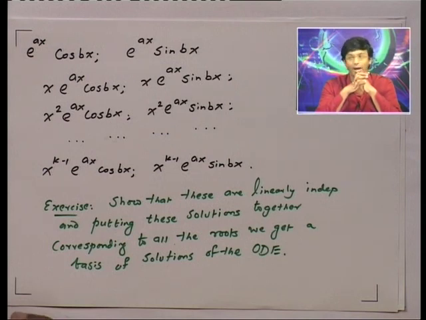So granted that you can solve the characteristic polynomial equation, you can completely write down the basis of solutions for the homogeneous nth order linear ODE with constant coefficients, right. What is the next thing in the agenda? What happens when there is a forcing function, correct? Then we need to find a particular solution of the forced, the inhomogeneous equation.